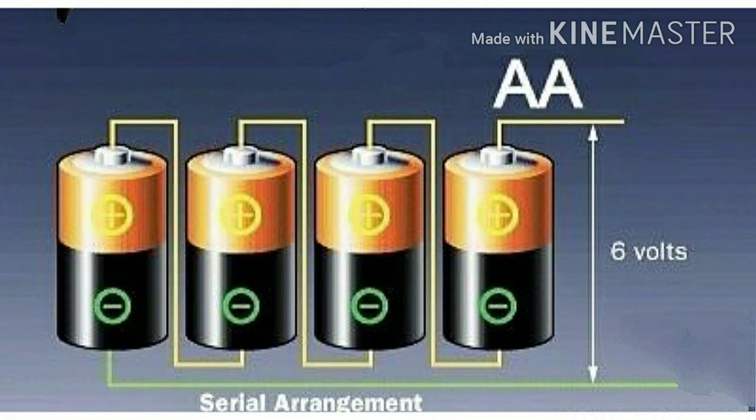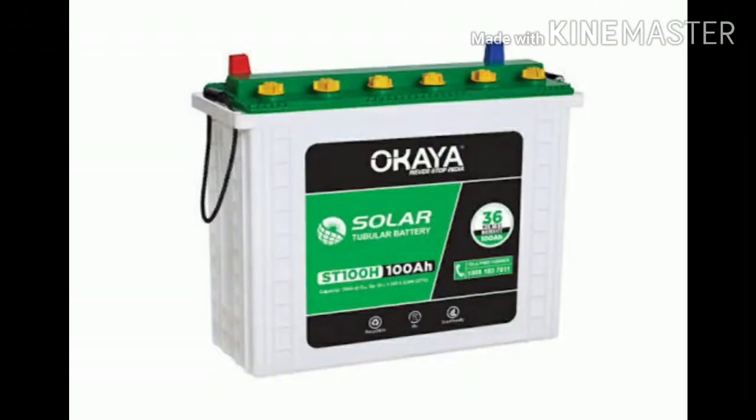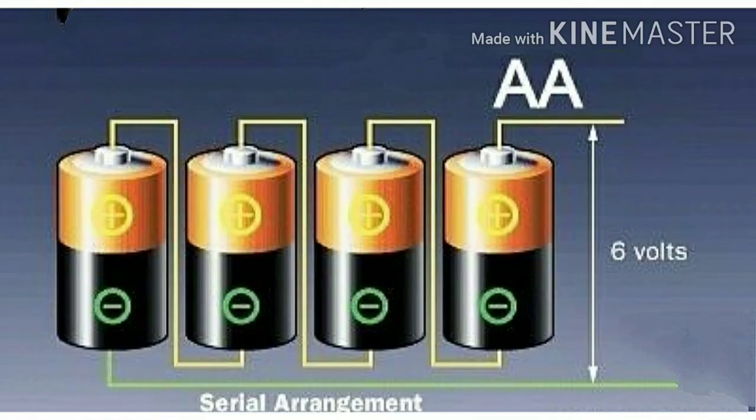If the cells are connected, the connection of cells is known as a battery of cells. In this series connection, the positive terminal of one cell is connected to the negative terminal of the second cell, and the positive terminal of the second cell is connected to the negative terminal of the third one. Therefore, if each cell has a potential difference of 1 volt, the total potential difference of 3 cells will be 3 volt.